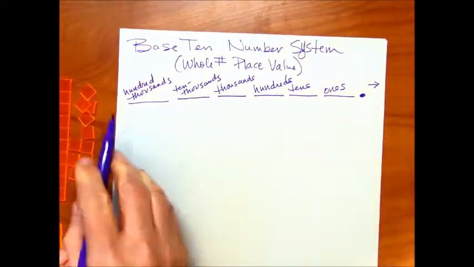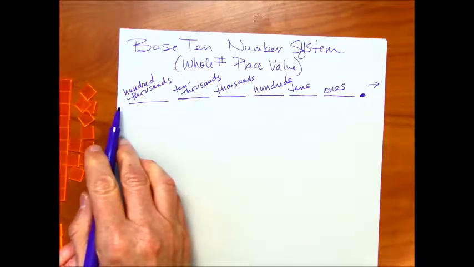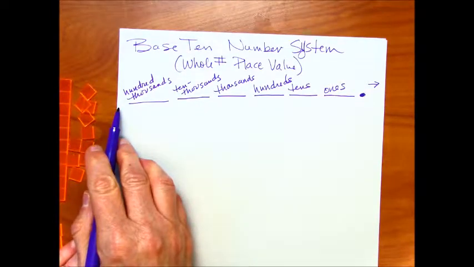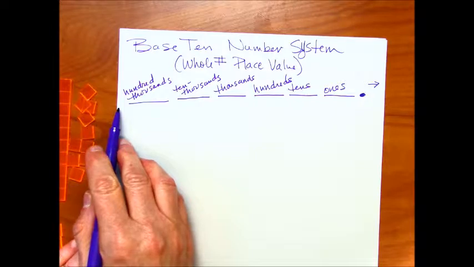Okay, like I said, there's many more. The one that comes after this is going to be millions. And then you could go 10 millions, 100 millions, and then after that would be billions, and so on.